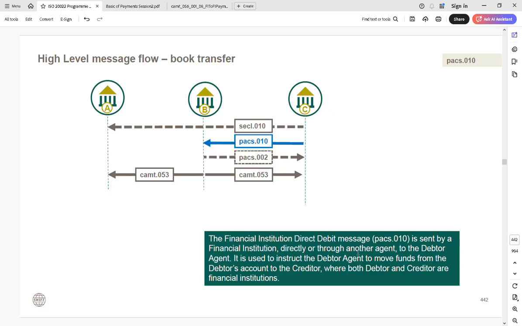The financial institution direct debit message PACS.010 is sent by the financial institution directly or through another agent to the debtor agent. It is used to instruct the debtor agent to move the funds from the debtor account to the creditor account, where both creditor and debtor are financial institutions only. Okay, so this is a pull payment from agent C to A here. So this is the message which is sent.